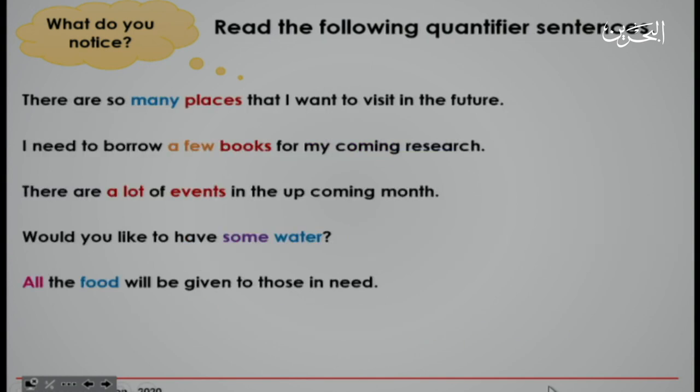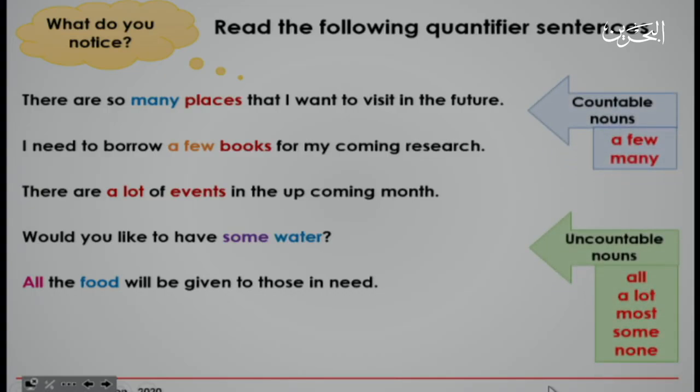Now, let's read the following sentences. There are so many places that I want to visit in the future. I need to borrow a few books for my common research. There are a lot of events in the upcoming month. Would you like to have some water? All the food will be given to those in need.